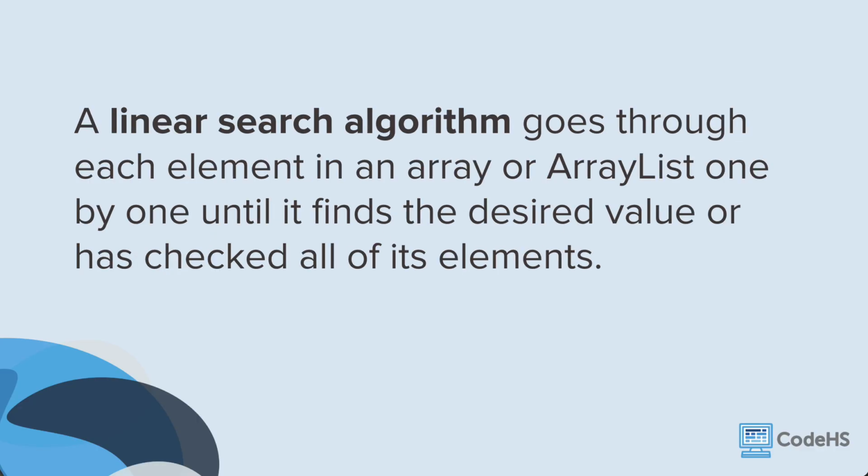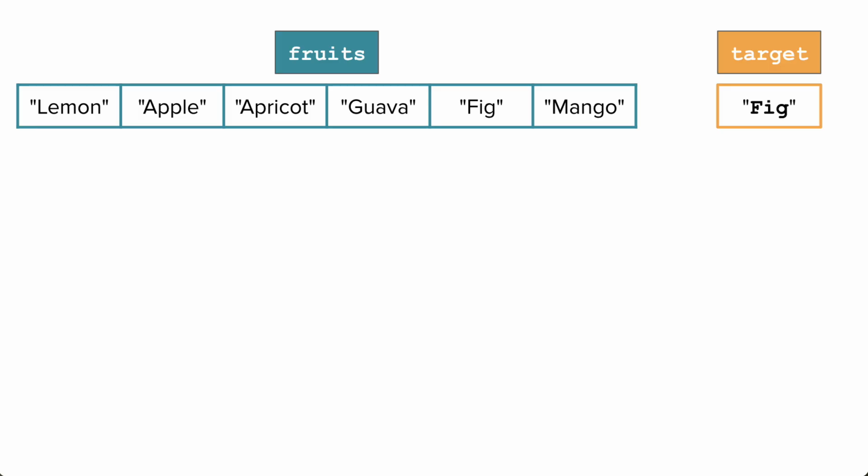A linear search algorithm goes through each element in an array or array list one by one until it finds the desired value or has checked all of its elements. Let's look at an example using an array or an array list. Here you have a fruits list and you want to know if fig is in the list. This is a perfect example of a scenario that would require a linear search algorithm.